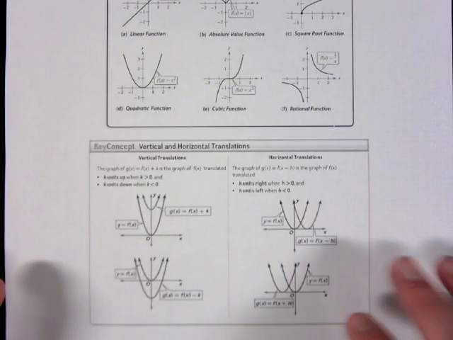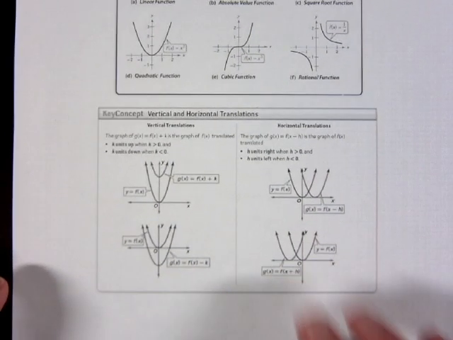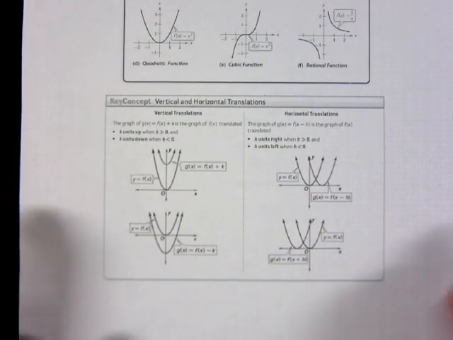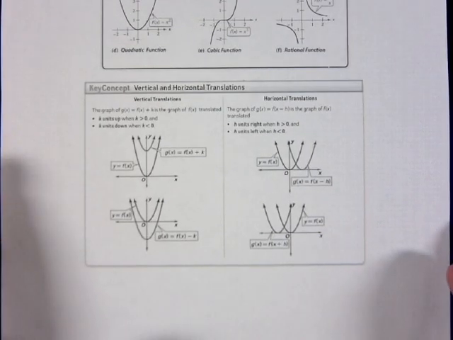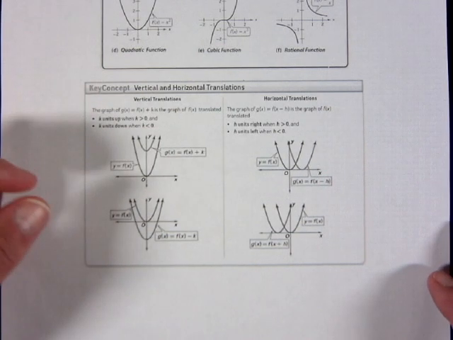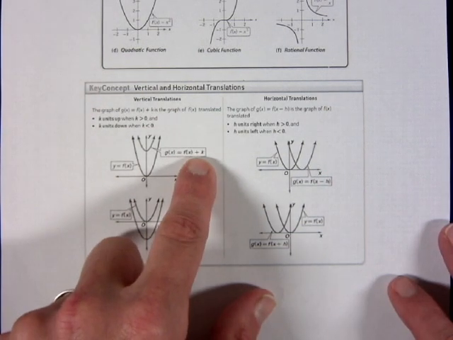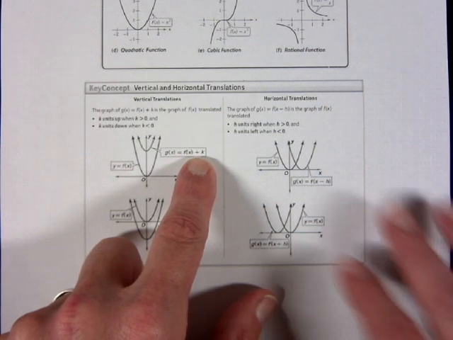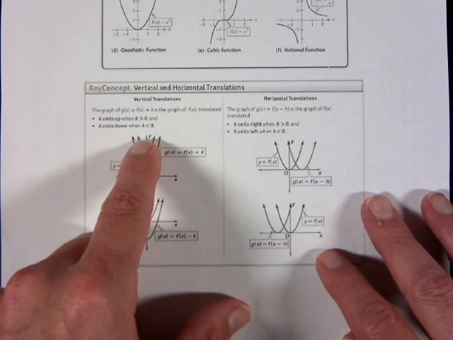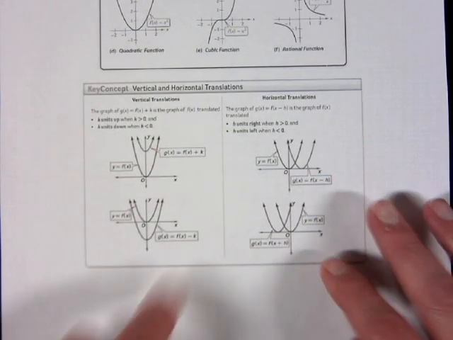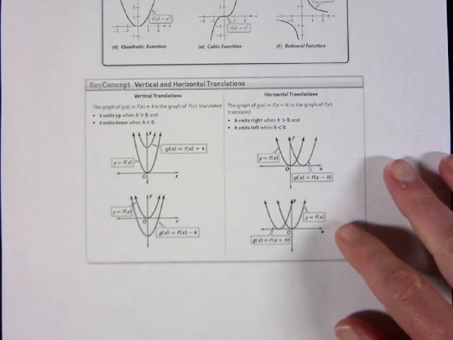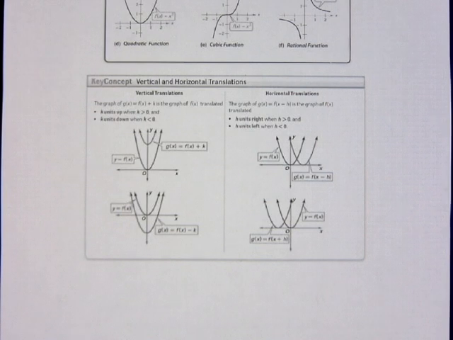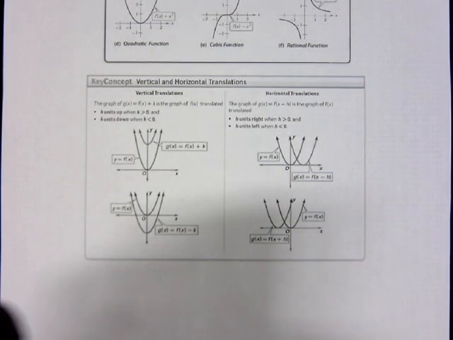Now, let's talk about how changing the equation affects the way the graph looks. So first of all, you've got your vertical translations. If you add something to the end of the function, then that's going to shift the graph up by that many units. If you subtract something off of the end of it, it's going to shift it down that many units. And we can illustrate that pretty quickly by graphing it as well.